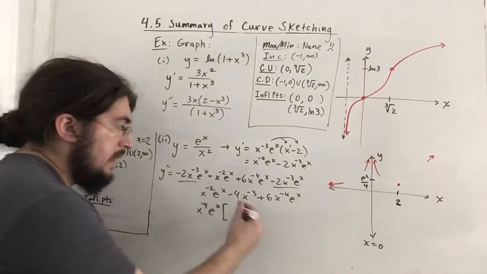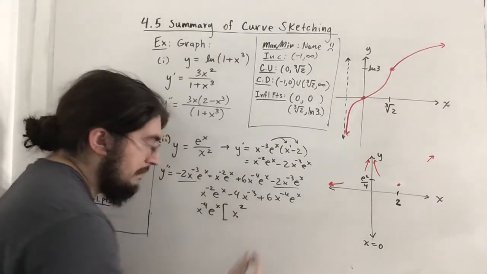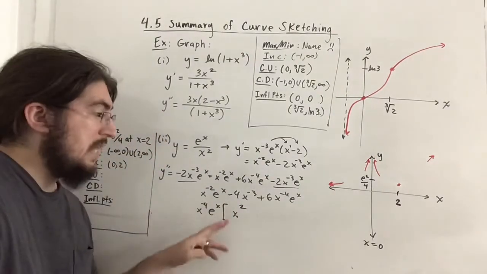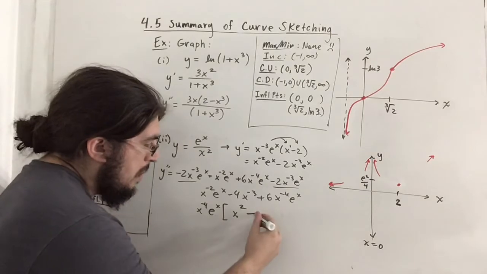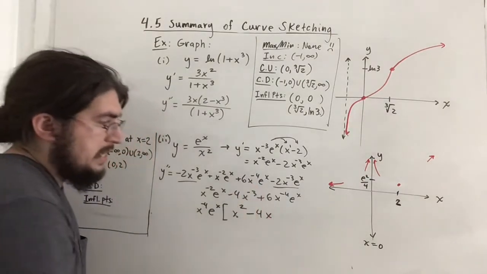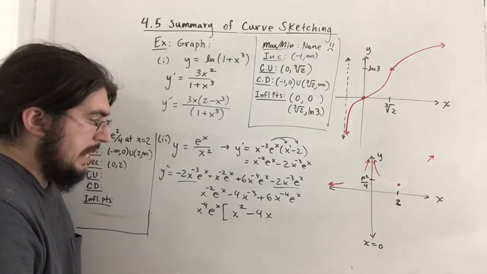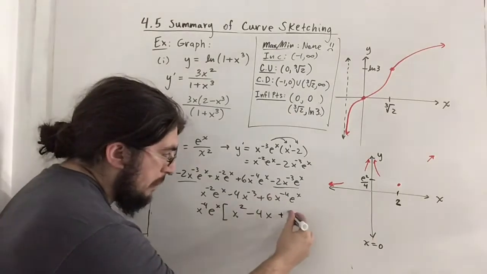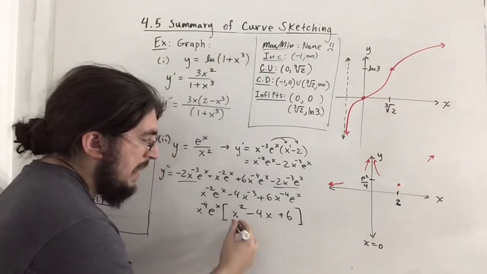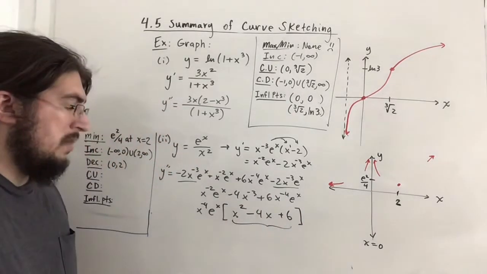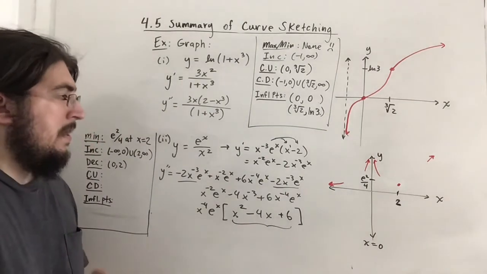So adding 4 to this power gives us x to the 2, minus 4x, because 4 added to negative 3 is just x to the 1, which is just x. And then here we only get the plus 6. Perfect. And is this factorable? I don't believe it is.